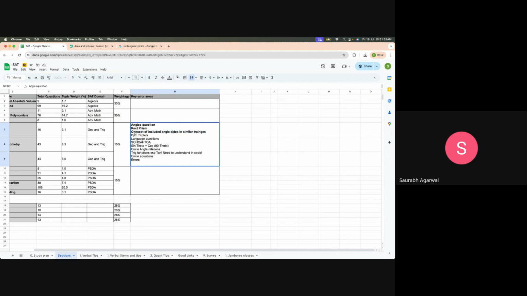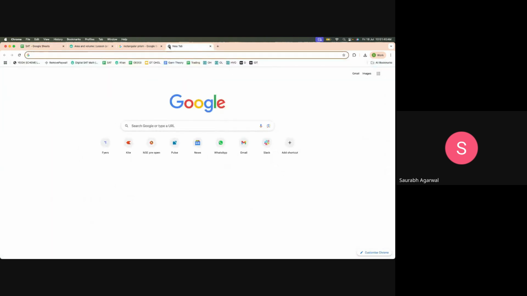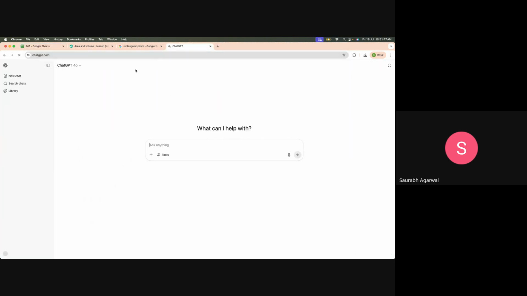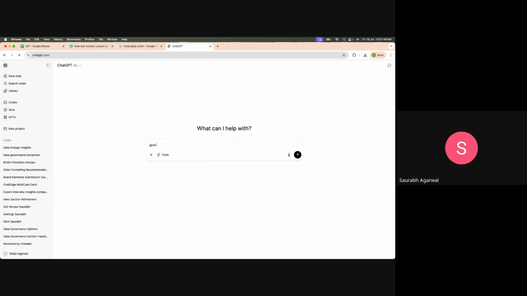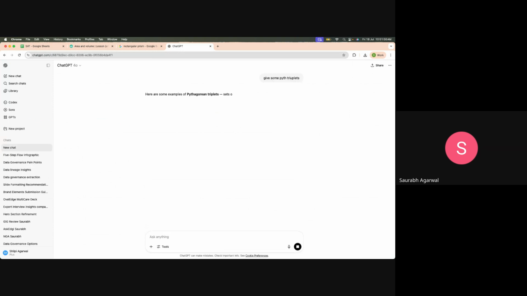Okay. Now this is very, very important: Pythagorean triplets. This is important because this will save you time during the exam. Otherwise, you will have to manually calculate. So let's look at some Pythagorean triplets. Just remember this. You will have to remember this.